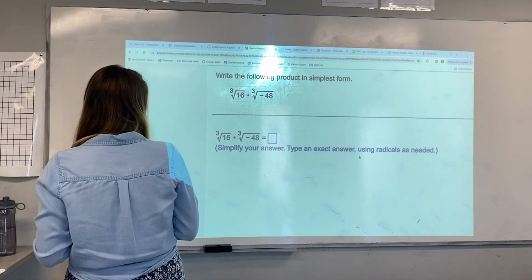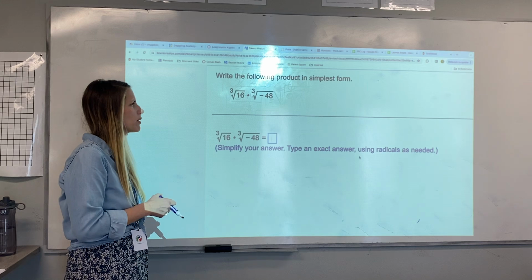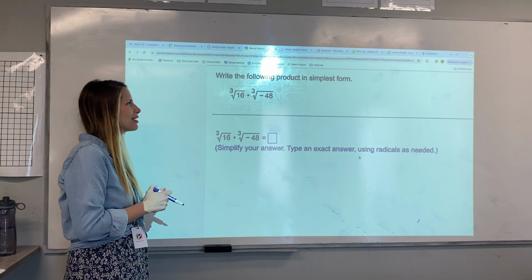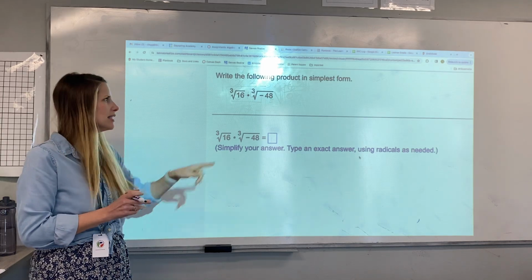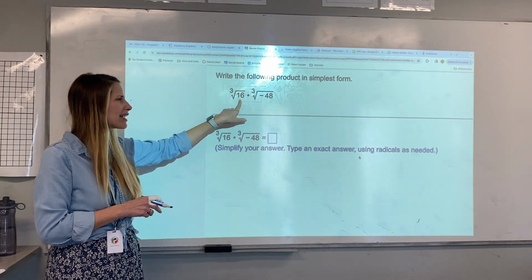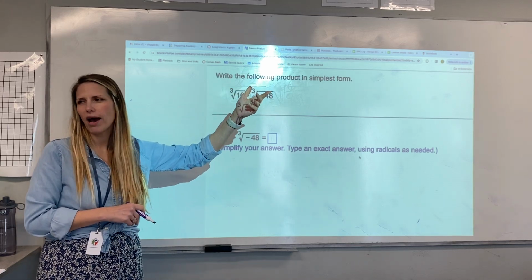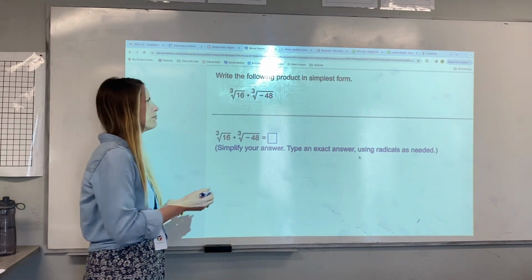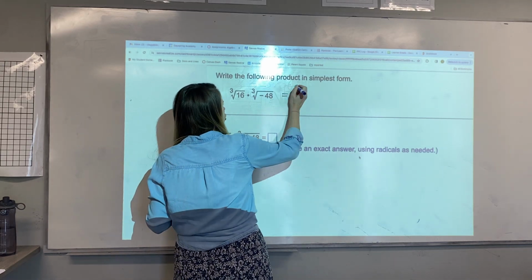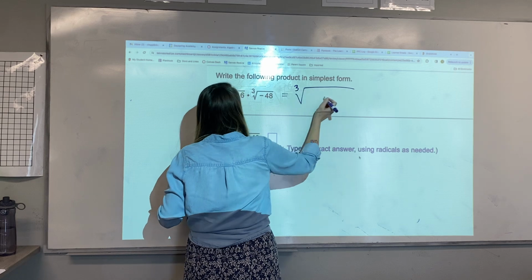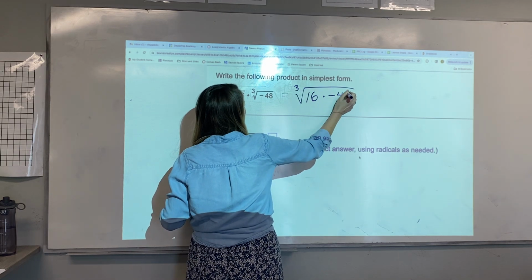All right, so we have this crazy situation over here. Write the following product in simplest form. Oh my goodness, they're both in their own little cube root houses. How sweet. This guy's like, hey, you want to come over to my cube root home? And he's like, sure, I'm in a cube root anyway, so why not, I might as well go to your cube root. We can be roomies. We can be cube root roomies. So that's 16 times negative 48.